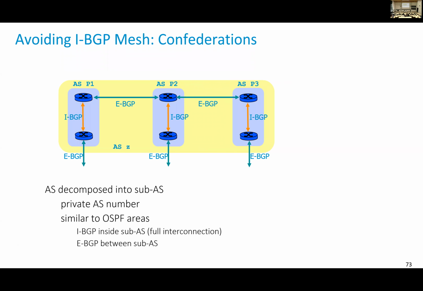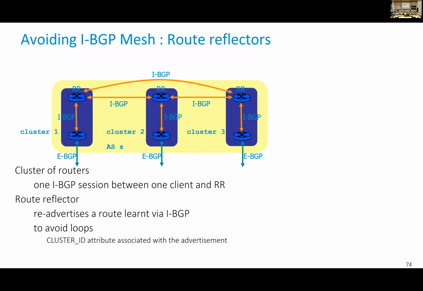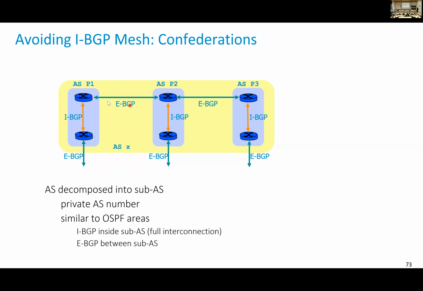So the IBGP mesh can be avoided with confederations, but most systems that I know of use an alternative, which is very similar but avoids using private ASs, by using what are called route reflectors. A route reflector is similar to what I presented before, but does not break the semantics of iBGP versus eBGP. When we use confederations, we're using eBGP internally, which really is very confusing.